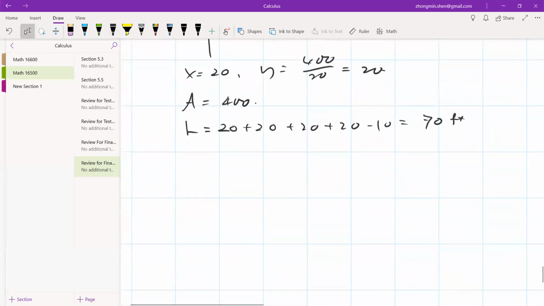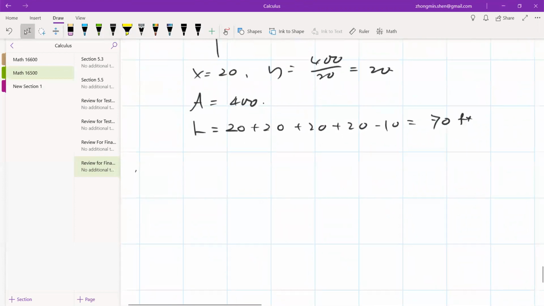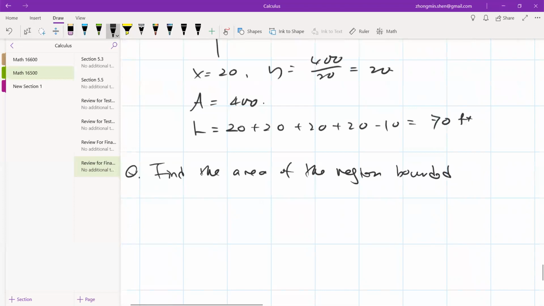All right. Find the area of the region bounded by y equals sine x, and x is between 0 and pi, and the x-axis. Okay.